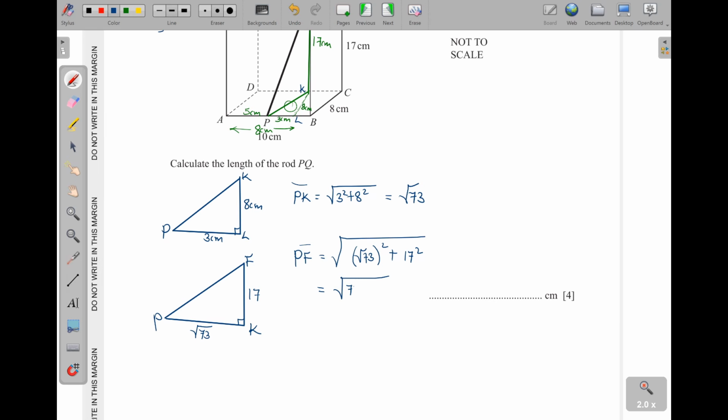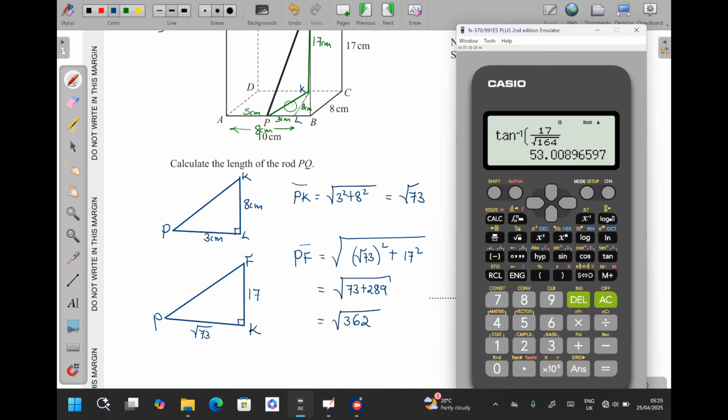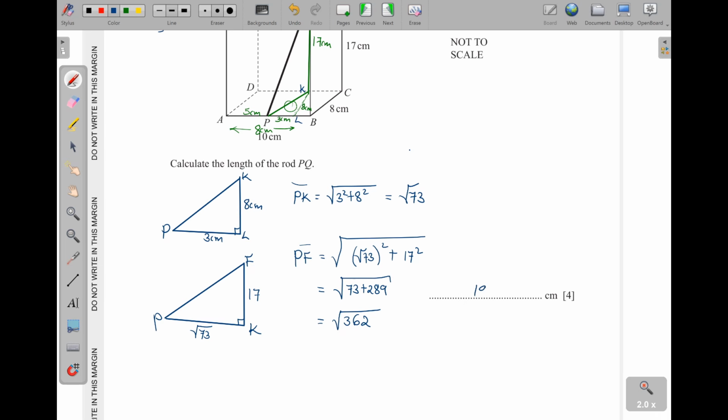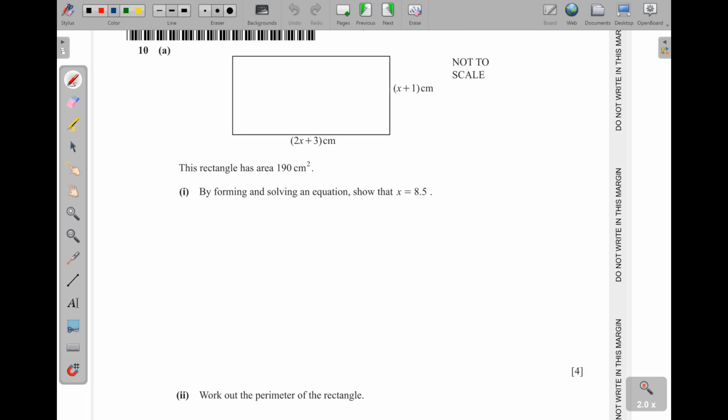So we shall have 73 here plus 289. When you add those two, you get 362. So root of 362. You can give your answer like that, or you can say root of 362 gives you 19.0. That is to 3 significant figures. So I can write 19.0 to 3 significant figures.